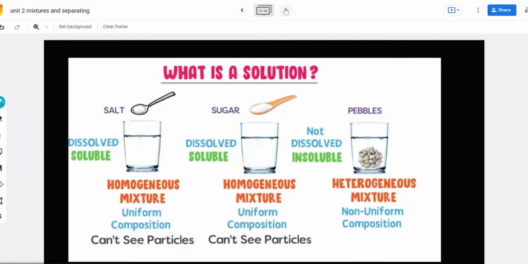Here we go. Remember, in a homogeneous mixture, or you could just say uniform composition, it's another word, don't get confused, okay? Both of them mean the same. We cannot see the particles, but we can see particles here, so it is a heterogeneous mixture. So what is a solution, and how is a solution different from a mixture?